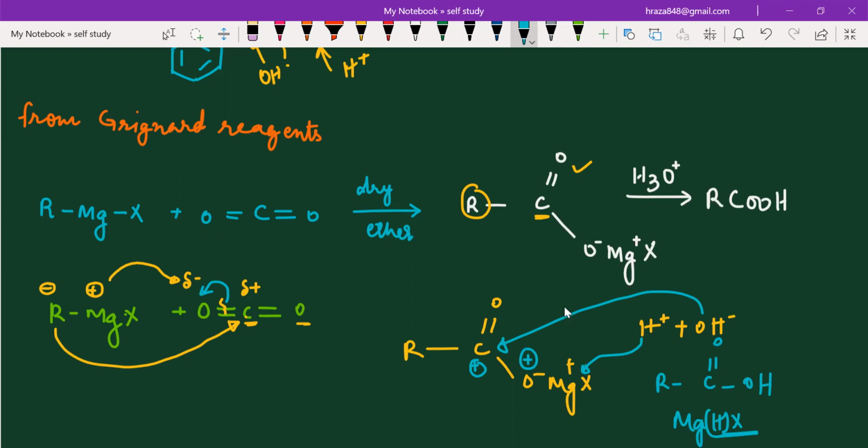Oh, wait a minute. This OH minus. Okay, H plus. Wait a minute. Let me clear it. This will have positive. So MgOHX comes. MgOHX, because oxygen is already there, so this hydrogen combined with this OH and X was there. So this is your byproduct basically. We just need to focus on the main product.